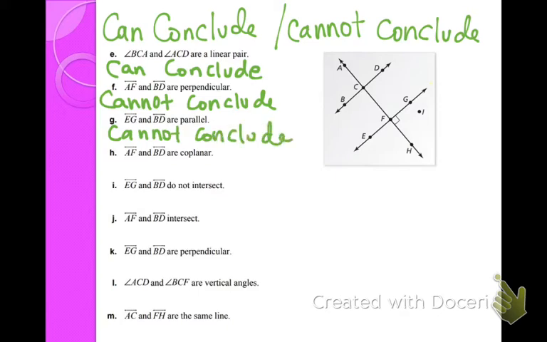AF and BD are coplanar. Coplanar means that they are on the same plane. So you're looking at this sheet of paper as the plane. So they're both on it. So yes, you can conclude.